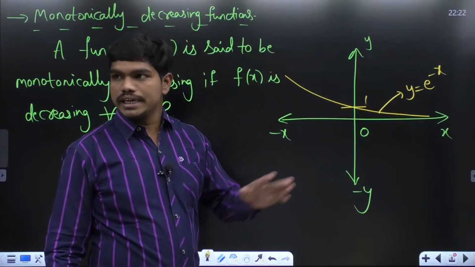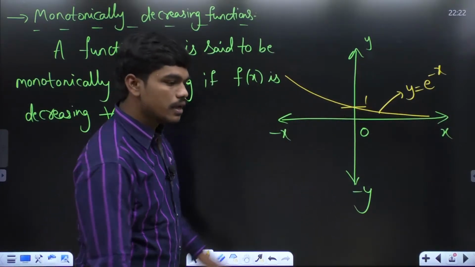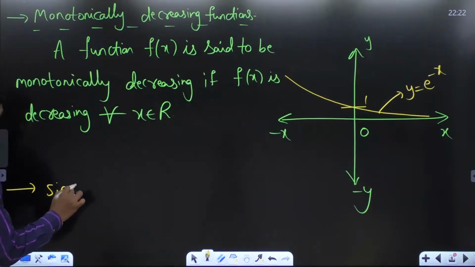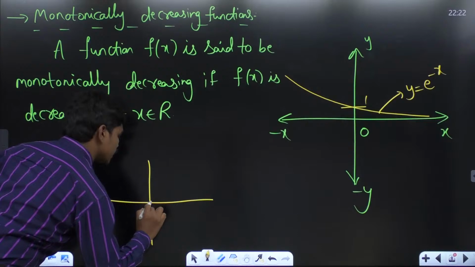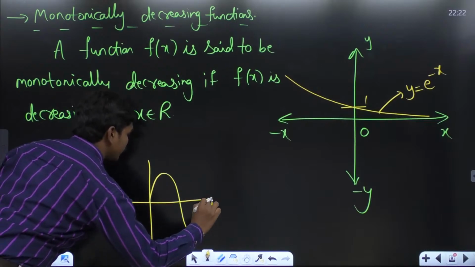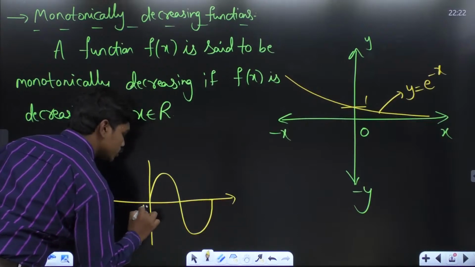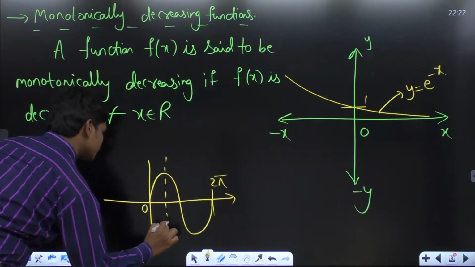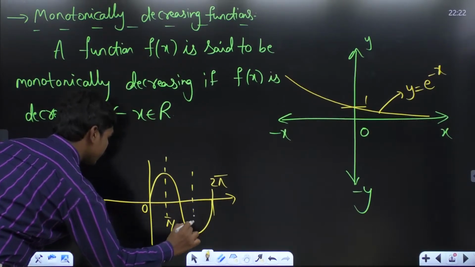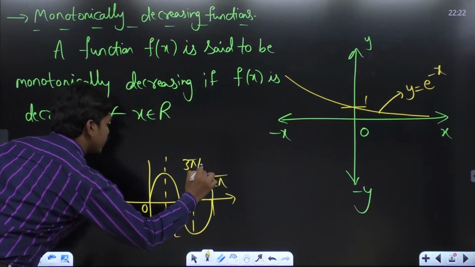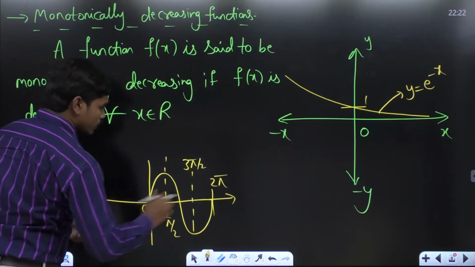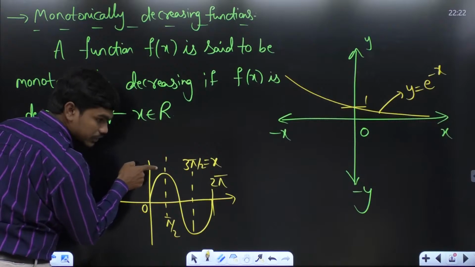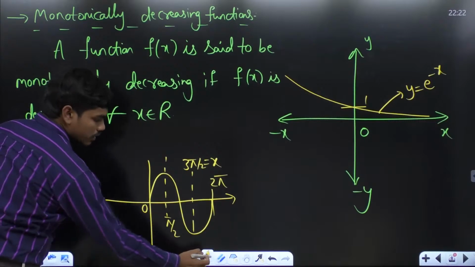But all functions need not be of monotonic nature, correct? If you take the example of sin x, the graph of sin x is something like this. For example, consider the interval 0 to 2 pi. This point is pi by 2, similarly this is 3 pi by 2, and of course this is x. Now from 0 to pi by 2, this function is increasing. You can see, correct?